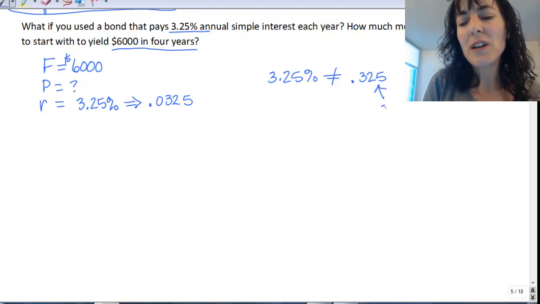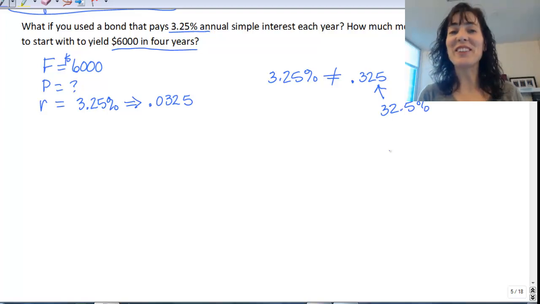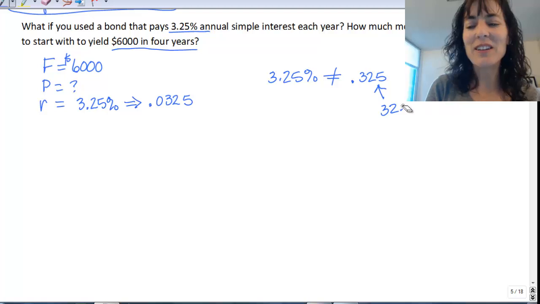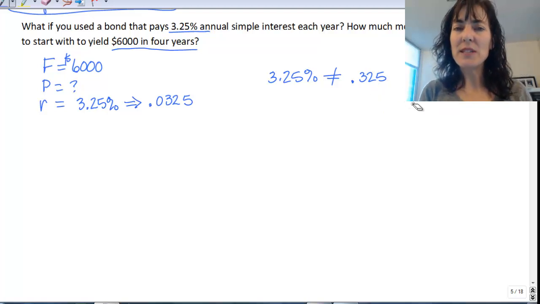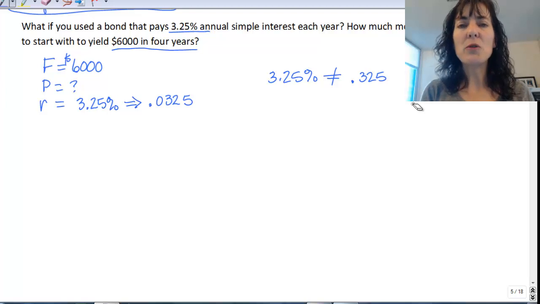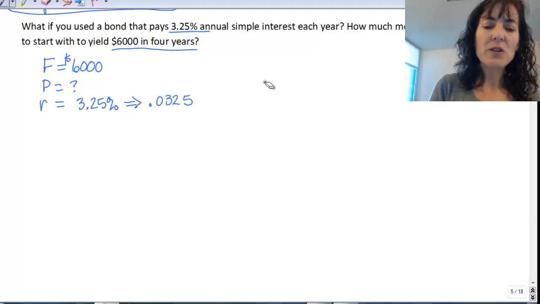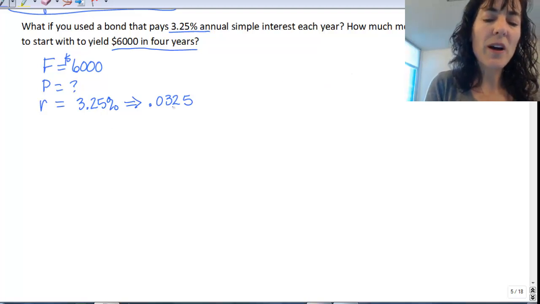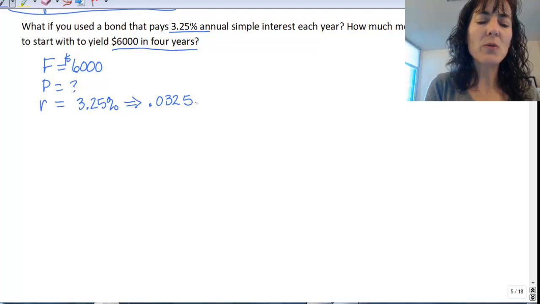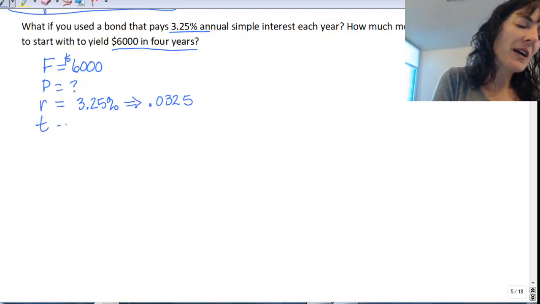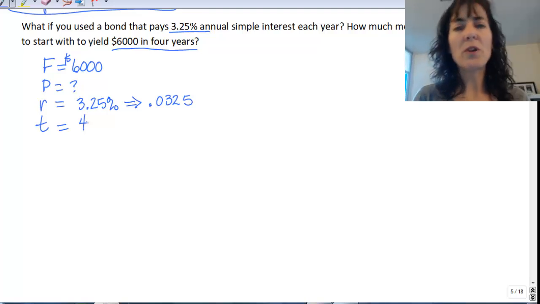This is 32.5%. So that's a really good interest rate that you just can't even find unless you're a loan shark, I guess. So make sure you don't make that mistake, that those two are not the same. You do have to move your decimal 2 places and fill in the gaps with zeros. So we have here 3.25% is 0.0325, and then my time is still going to be 4 years.